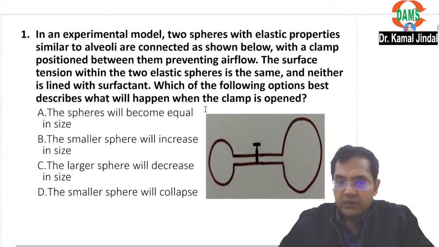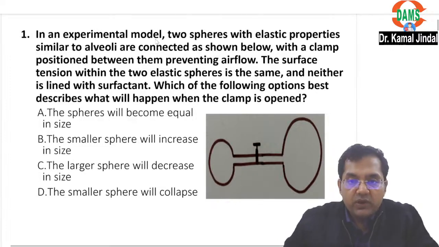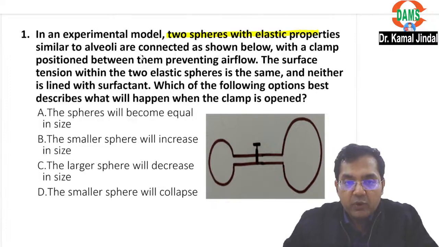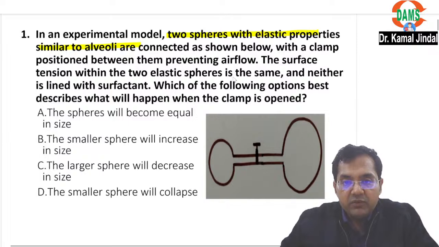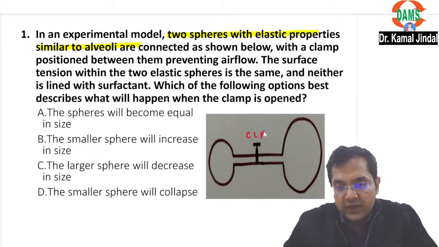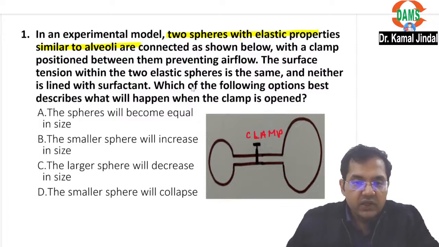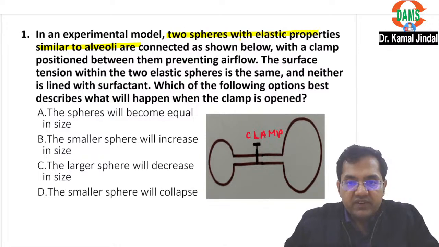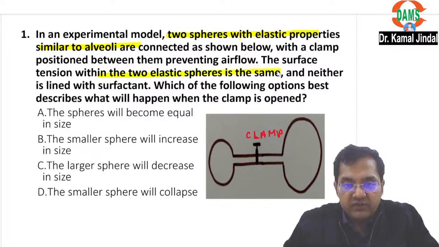Surface tension. So in an experimental model, two spheres with elastic properties similar to alveoli are connected as shown below, with a clamp positioned between them. So remember, this is a representation of the clamp, right? Clamp, we all understand, something like a connection between two spheres. So what we do is, the surface tension between the two elastic spheres is the same within the two elastic spheres, and neither is lined with surfactant. So there is no surfactant here.